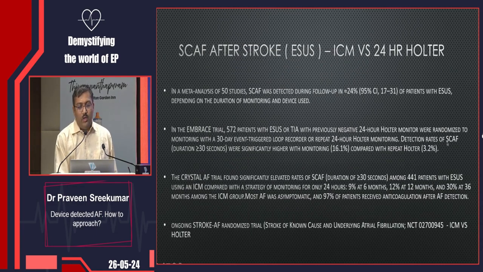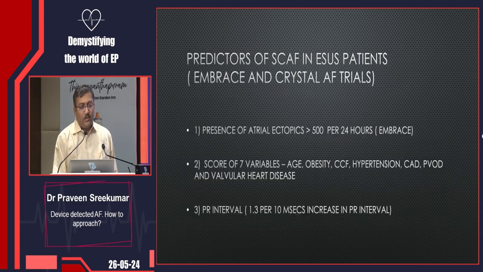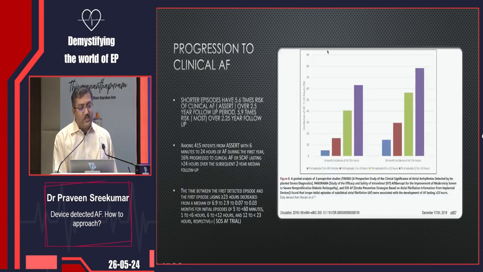when compared to just 24-hour repeat Holter monitoring at 3.2%. Even as the duration of monitoring goes on increasing, the incidence of AF naturally goes on increasing, up to 30% at 36 months. So the predictors of SCAF were not just atrial ectopics of more than 500, there were also clinical variables and the PR interval. What that means is it's not just the AF as such, it's also the risk factors which are important. So generally progression also changes over time.